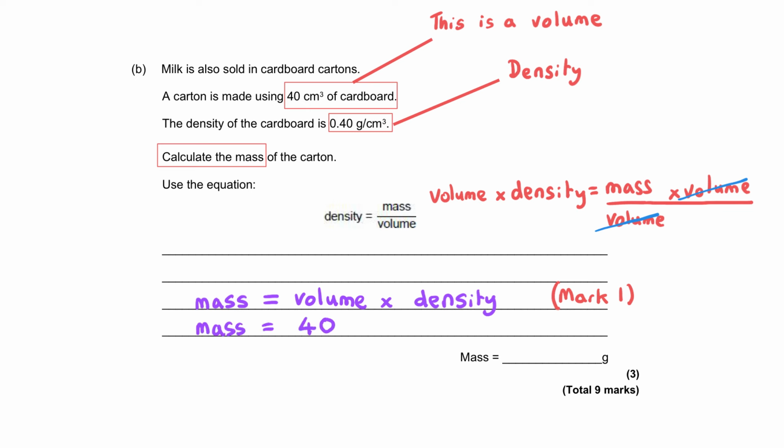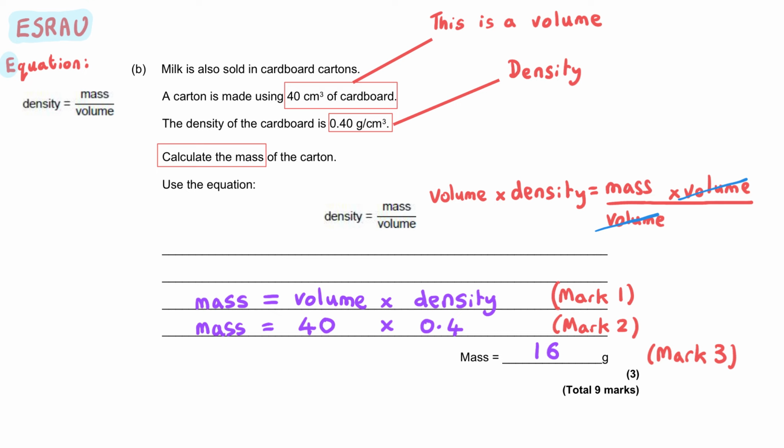The volume is 40, the density is 0.40, and that answer is 16 grams. I said there's a second way to do this. If you're not a fan of algebra, my recommendation is once you've got your equation, substitute the numbers in, because it is much easier to rearrange an equation with the numbers in rather than with letters or words.